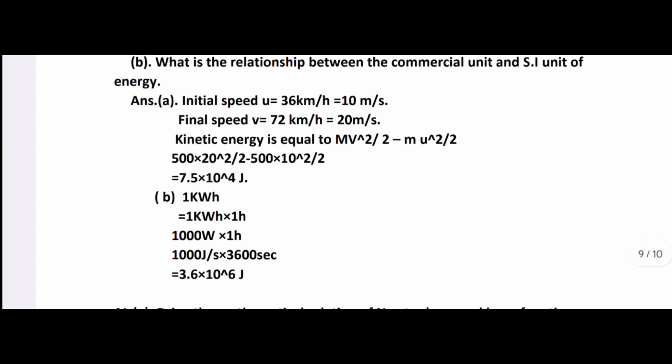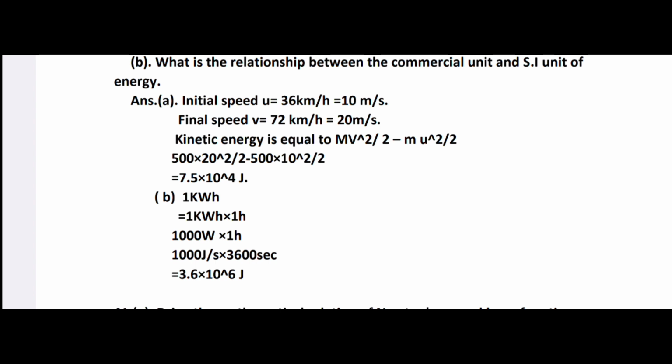Now B part is, what is the relationship between commercial unit and SI unit of energy? 1 kilowatt hour, we can write this as 1 kilowatt into 1 hour. Now if we are writing only watt, 1 kilowatt hour is equal to 1000 watt multiplied by 1 hour. So 1000 joules per second. If we are converting 1 hour into seconds, it becomes 3600 seconds. We are getting here 3.6 into 10 raised to power 6 joules.